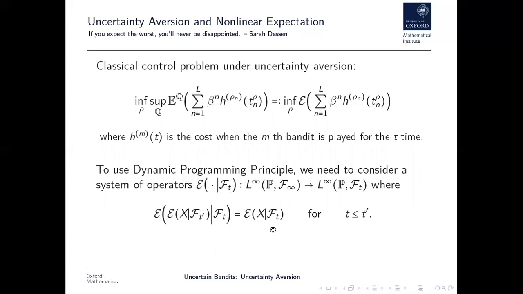And if one goes to the literature, the problem with nonlinear expectation is that you need to identify the filtration in advance. However, in the multi-arm bandit problem, when you play the bandit, you observe the information as you play. So you cannot control the filtration through which you observe the information, and so we need a slightly different way to view this problem.